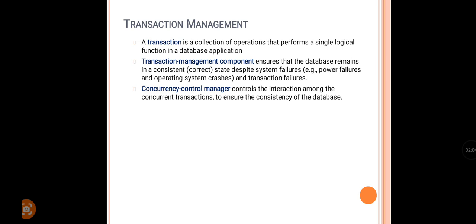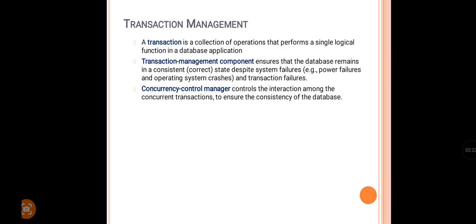So next one is transaction management. A transaction is a group of database operations that are treated as a single unit of work. For example, when transferring money from one bank account to another, two operations are involved. First, the money is deducted from one account. Second, the same amount is added to another account.